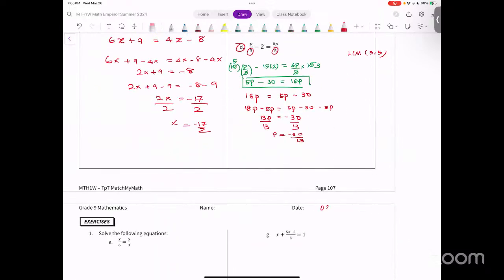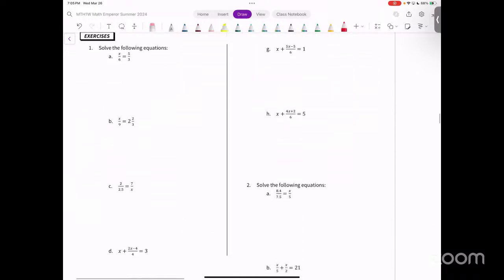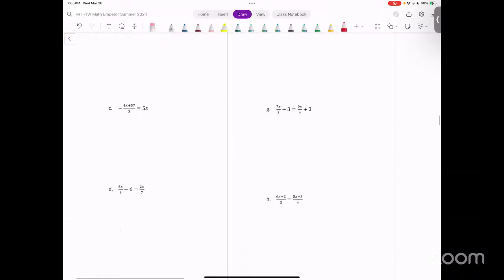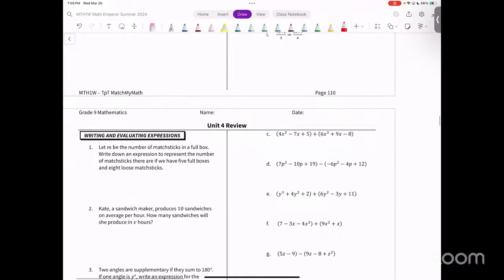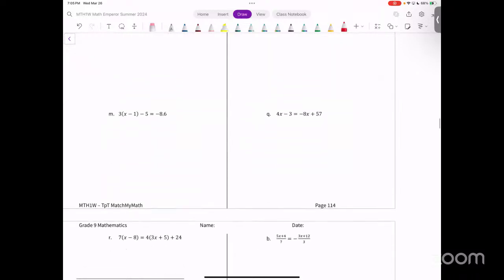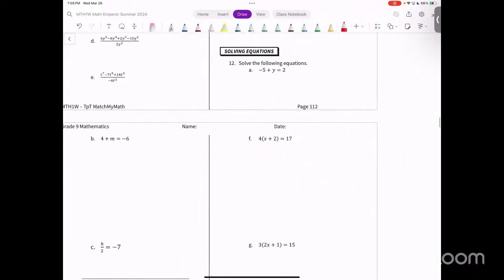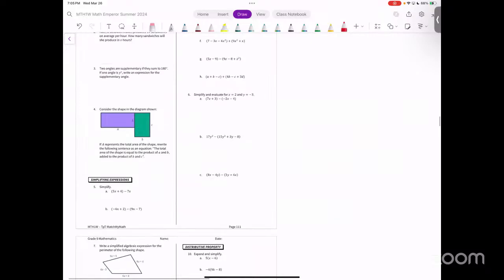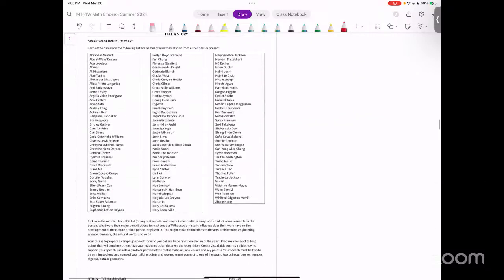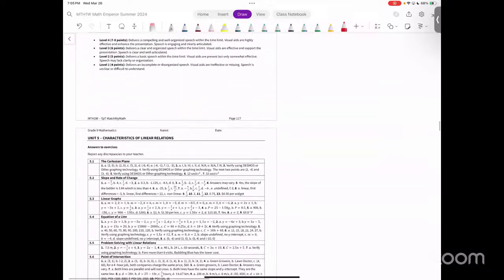Guys? Yeah. All right. So we got a good amount of questions on solving equations that involve fractions. I'm expecting that you should be able to do them. There are plenty of them in the unit review. After the unit review, we are moving back to linear relations.